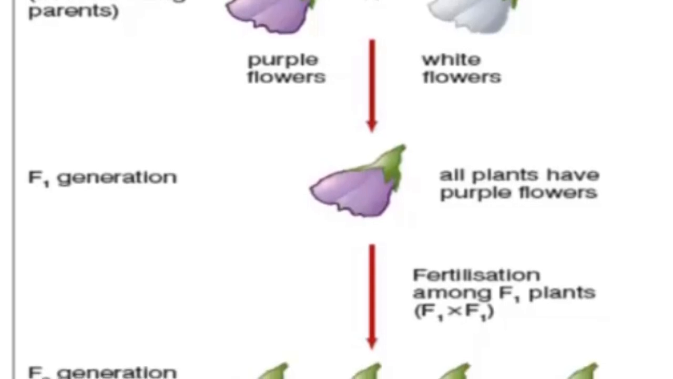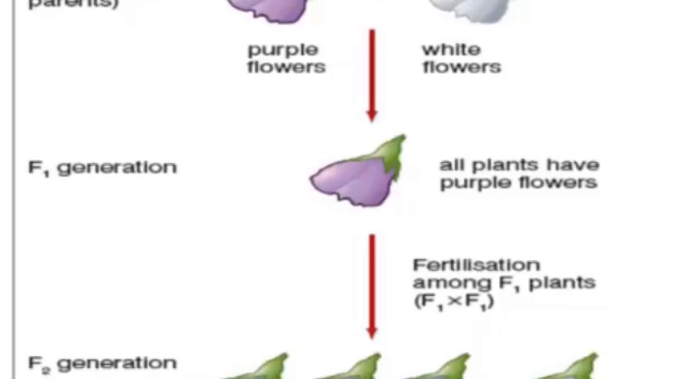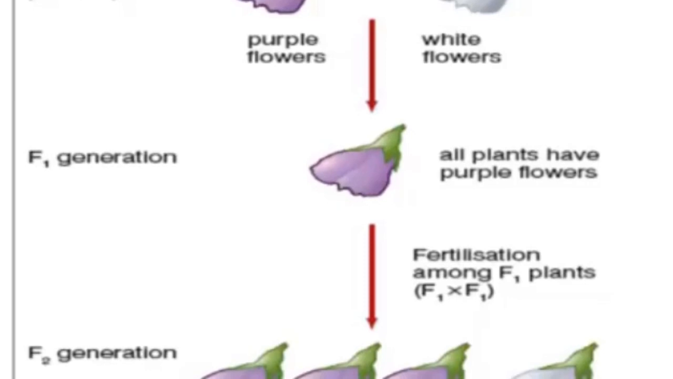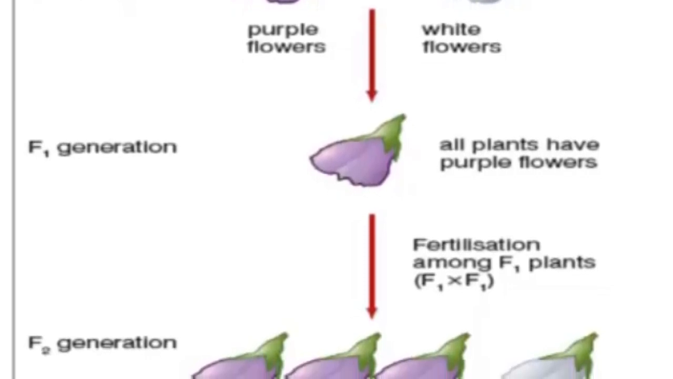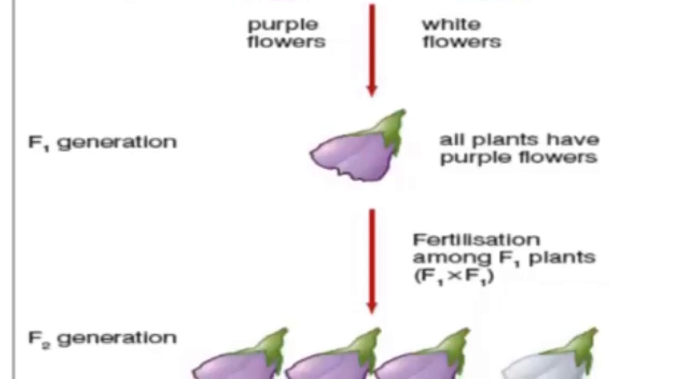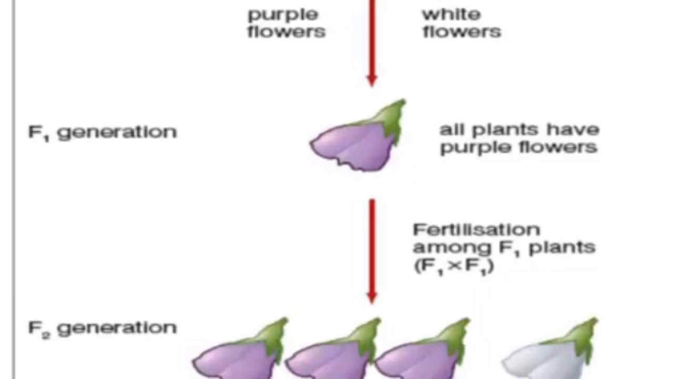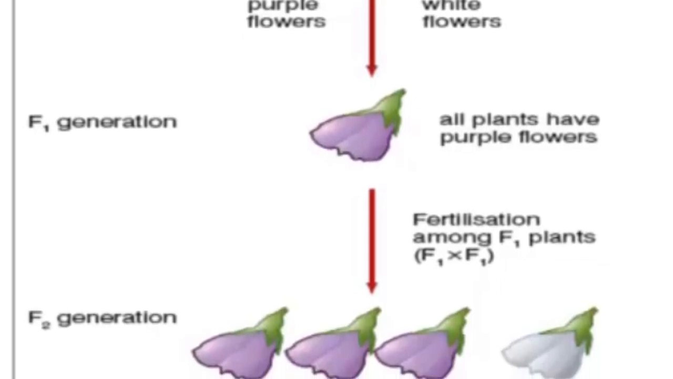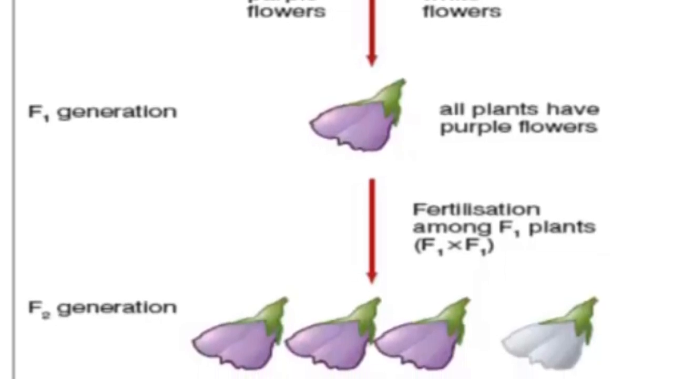When the F1 generation results are crossed together, the result of the F2 generation is that 3/4 of the plants will have purple flowers, while 1/4 of the flowers will be white in color.